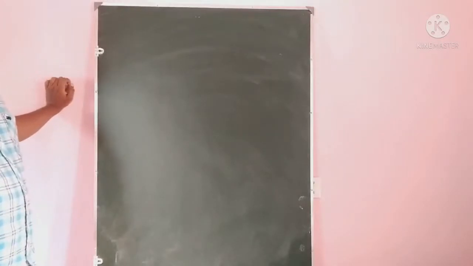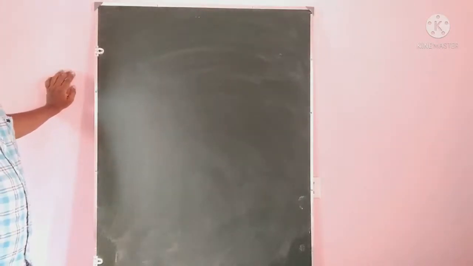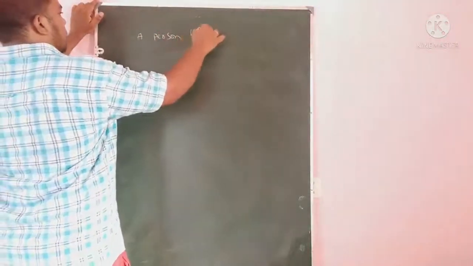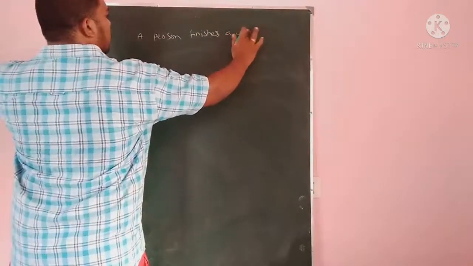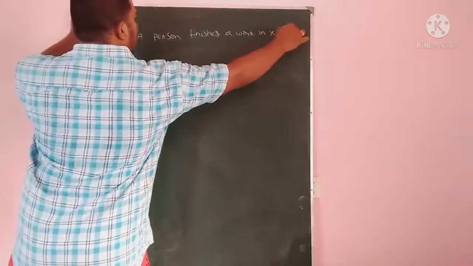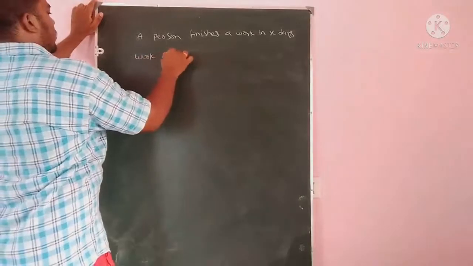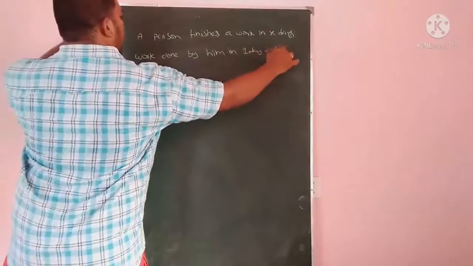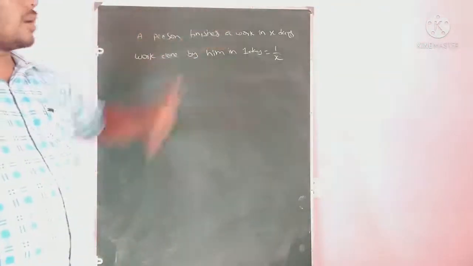The second sub question is based on men and work. Before getting into the problem, we'll discuss some basic concepts. Suppose a person finishes or completes a work in x days, then the work done by him in 1 day is 1 by x. We take it like that because the total work is treated as 1, and 1 by x part will be done each day.